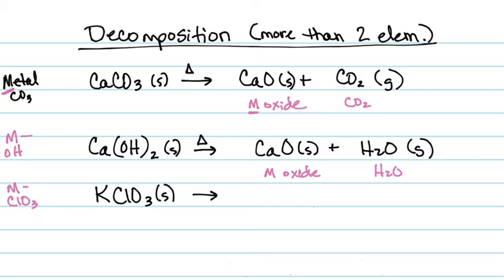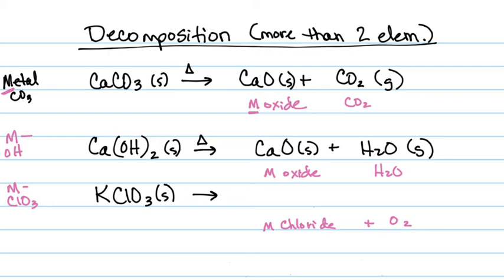And in this one right here, it would be heated. We would also have another compound added to it, a type of catalyst. And this time, what is produced with the metal chlorates, you would have your metal chloride and oxygen gas. Metal chloride and oxygen gas.